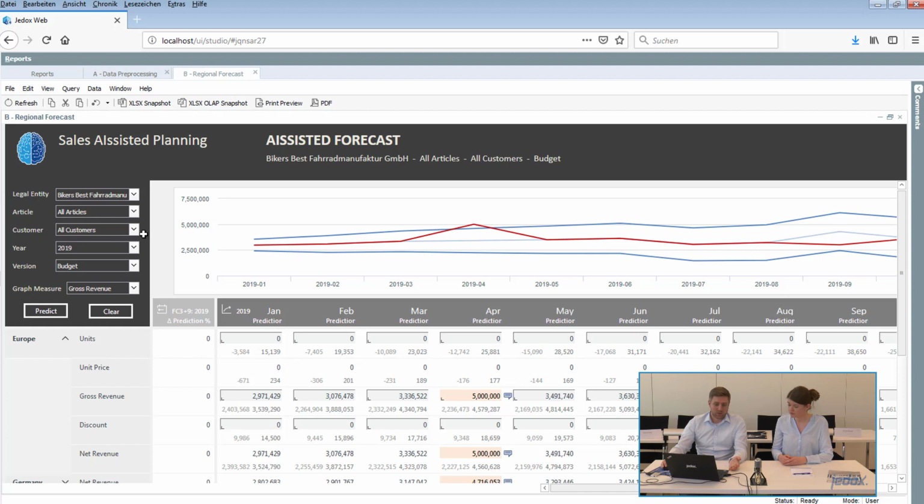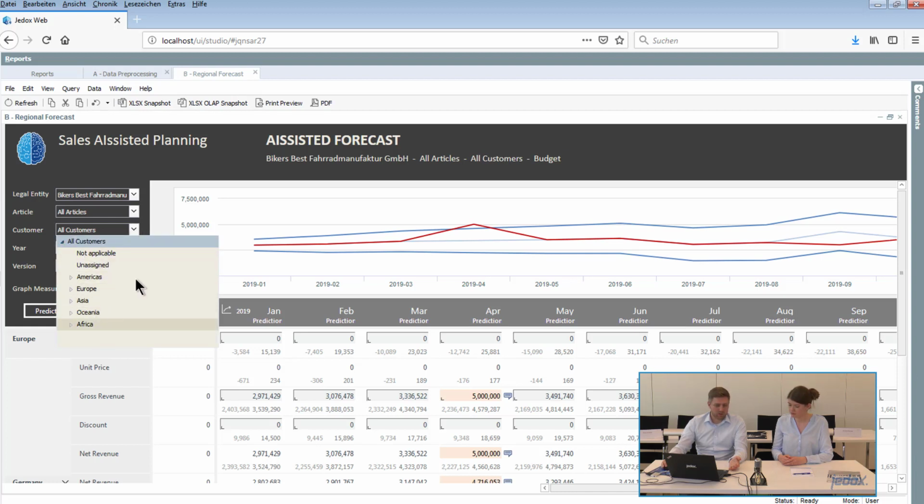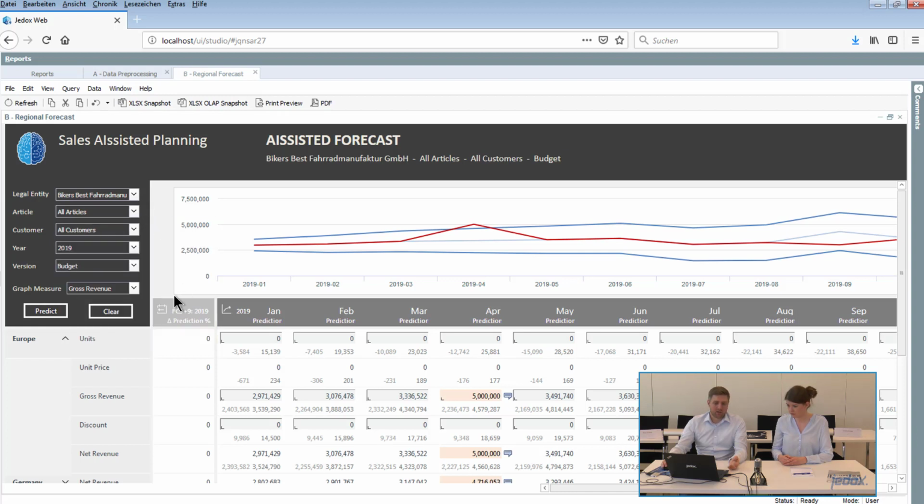So as you can see here, we have to do the planning for all the different regions, for all the different product groups, and all the different measures. So there are a lot of people involved, and they need a lot of time. And if you have this baseline as a recommendation, it is done a lot faster than before.